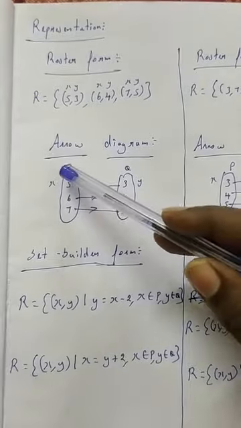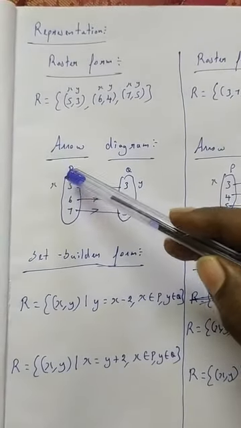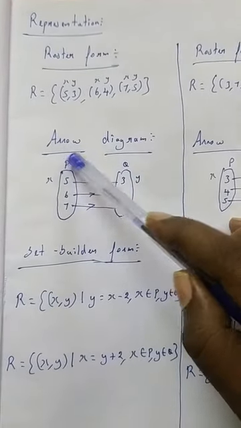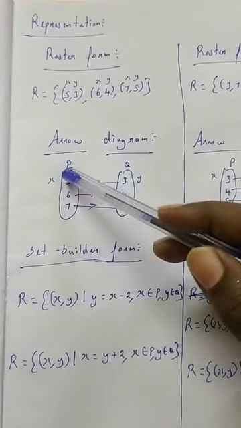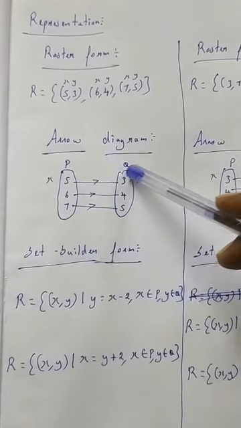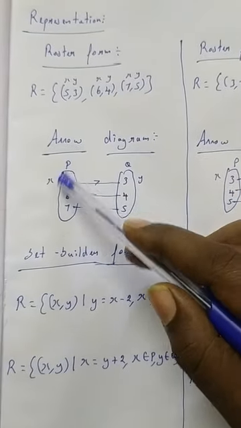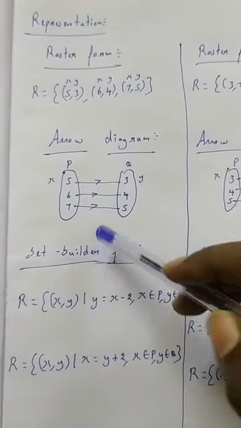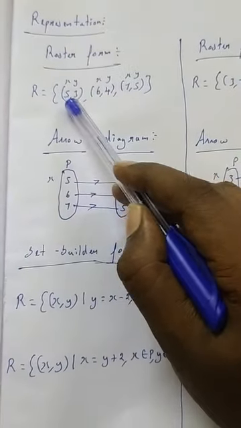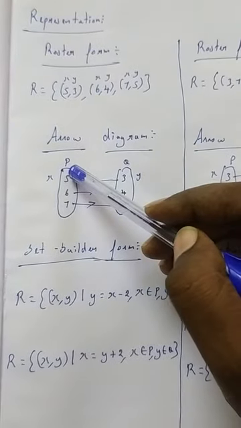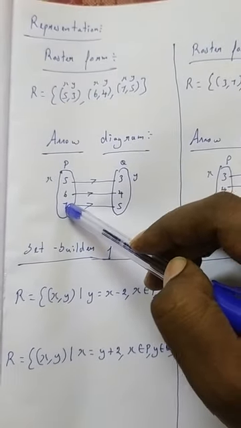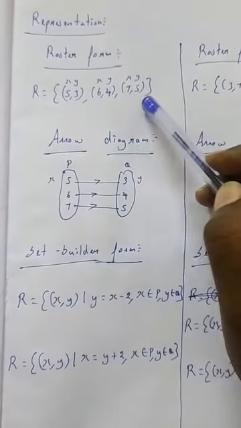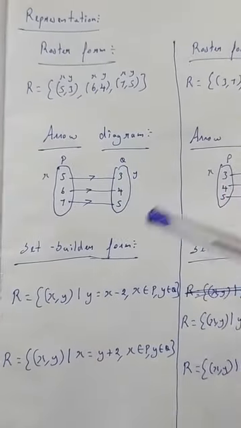So now arrow diagram. Arrow diagram is nothing but we have to draw two circles like this. Right? Always we should take the first one as P and the second one as Q. Set P, set Q. So in the first circle we have to write all the x values. In the second circle we have to write all the y values. So here what are the x values? 5, 6, 7. So we should write 5, 6 and 7 here. And in the second circle we should write the y values. So what are the y values? 3, 4 and 5.